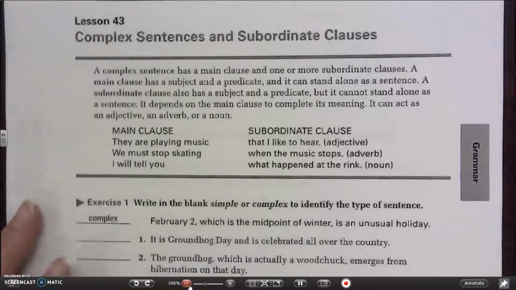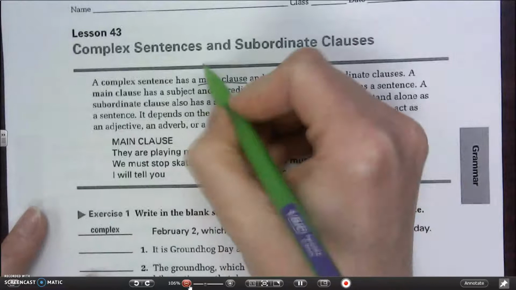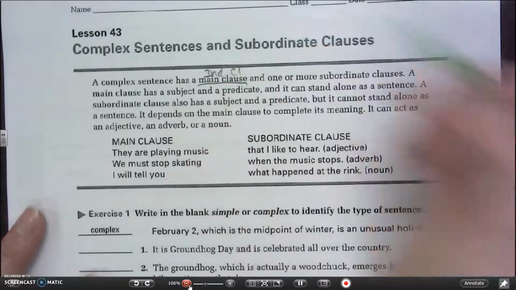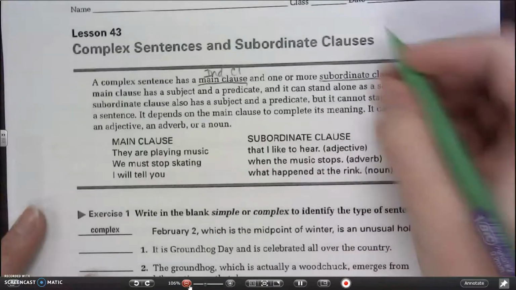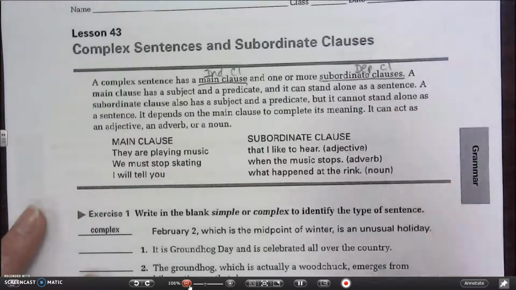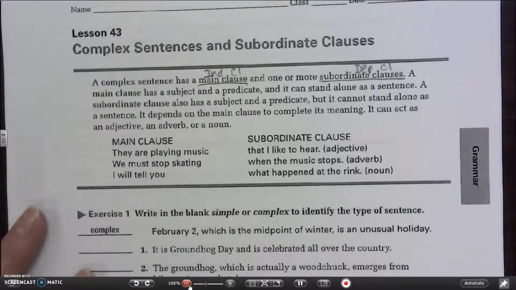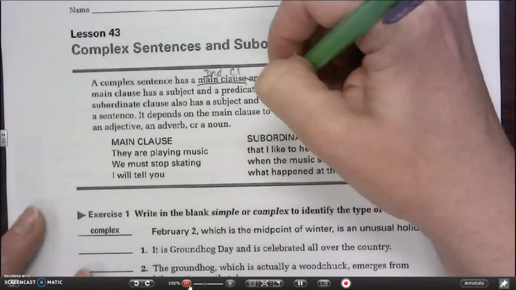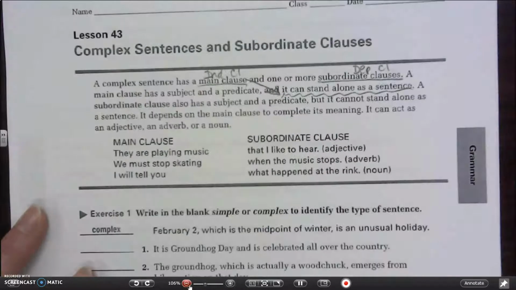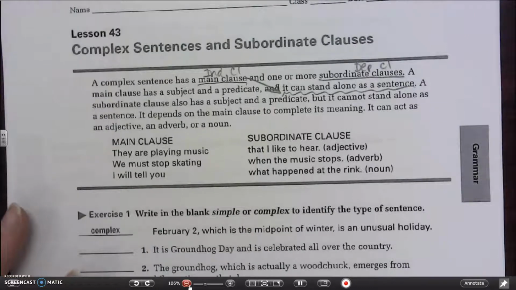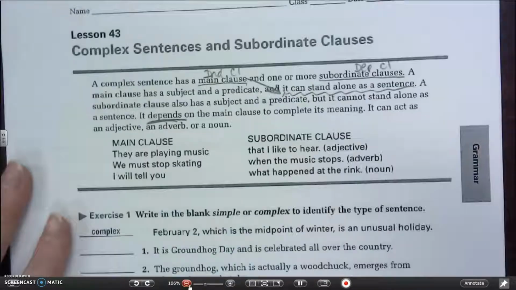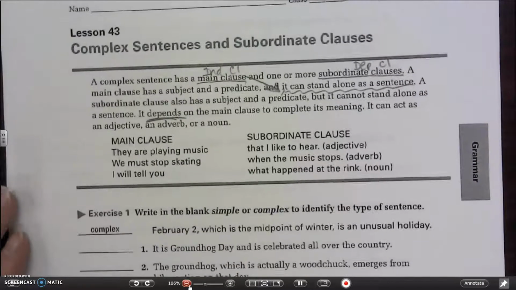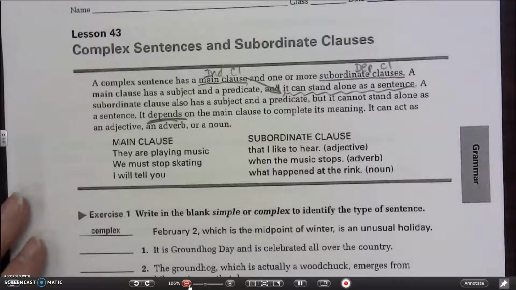So a complex sentence has a main clause, which those are going to be your independent clauses, and one or more subordinate clauses. Those are going to be your dependent clauses. A main clause is a subject and a predicate, and it can stand alone as a sentence. So that's a big thing to remember, that it can stand alone as a sentence. A subordinate clause has a subject and a predicate, but it cannot stand alone as a sentence. It depends, which makes it a dependent clause. It depends on the main clause to complete its meaning. It can act as an adjective, adverb, or a noun.